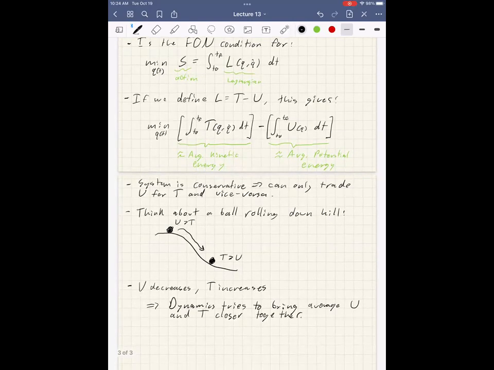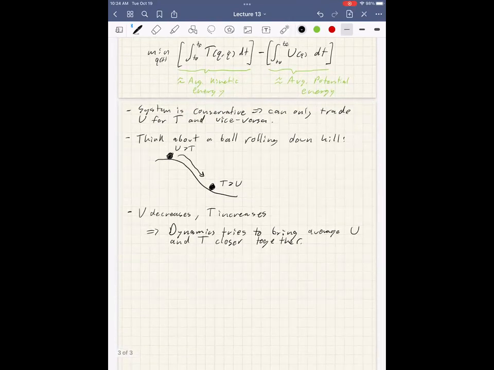Okay, does that make sense? So is that idea, like any questions about that kind of interpretation of this? Sort of average kinetic, average potential, and if I trade one for the other, I'm bringing them closer together, and that's essentially what conservative dynamics do. I'll give it that idea. So one more twist on that idea.